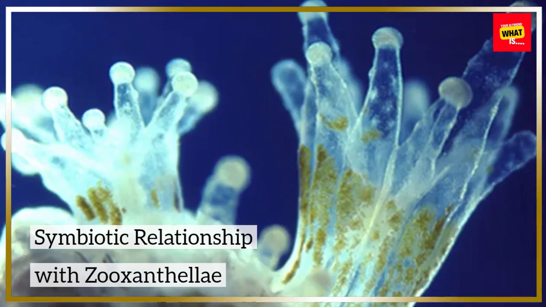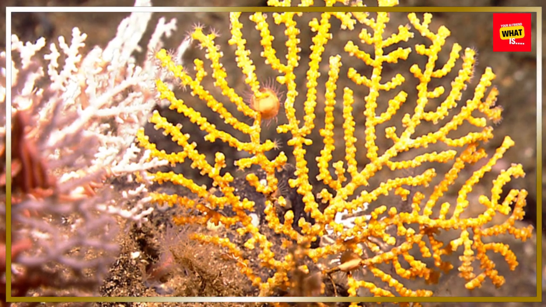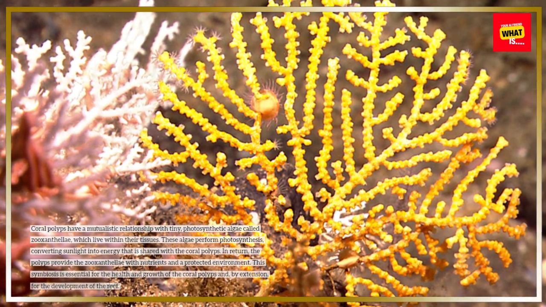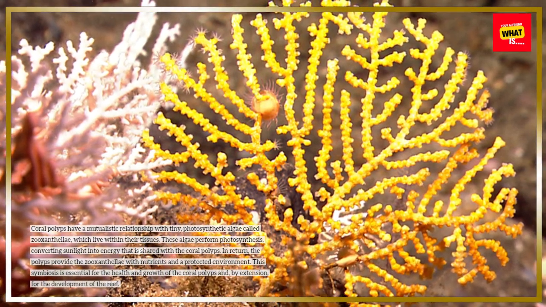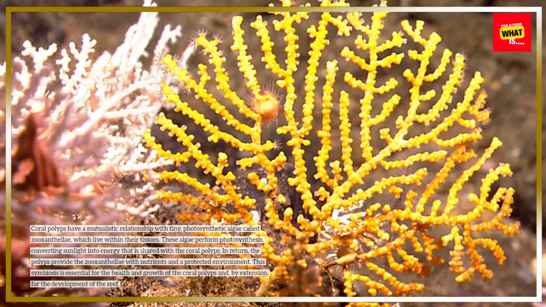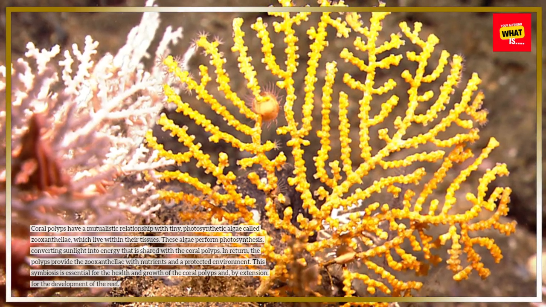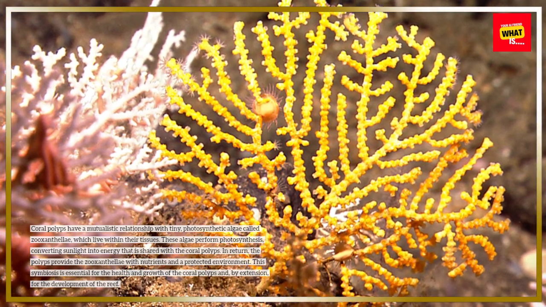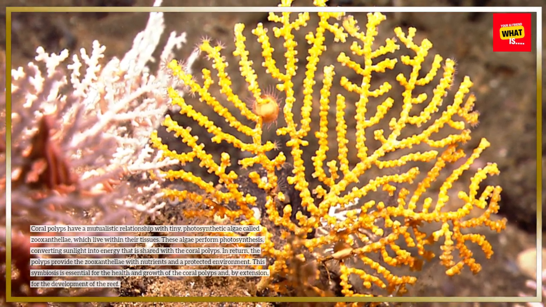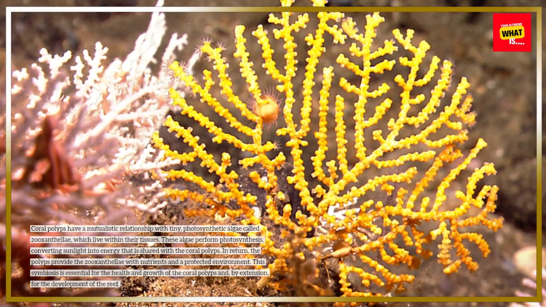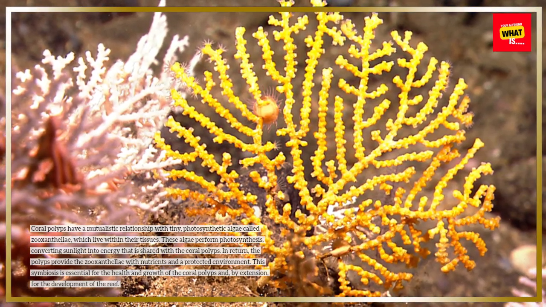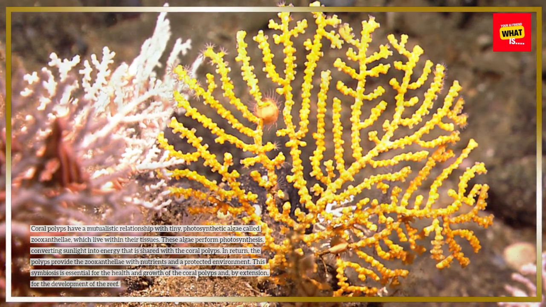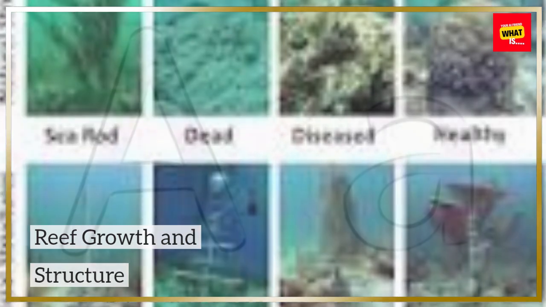Symbiotic relationship with zooxanthellae. Coral polyps have a mutualistic relationship with tiny, photosynthetic algae called zooxanthellae, which live within their tissues. These algae perform photosynthesis, converting sunlight into energy that is shared with the coral polyps. In return, the polyps provide the zooxanthellae with nutrients and a protected environment. This symbiosis is essential for the health and growth of the coral polyps and, by extension, for the development of the reef.